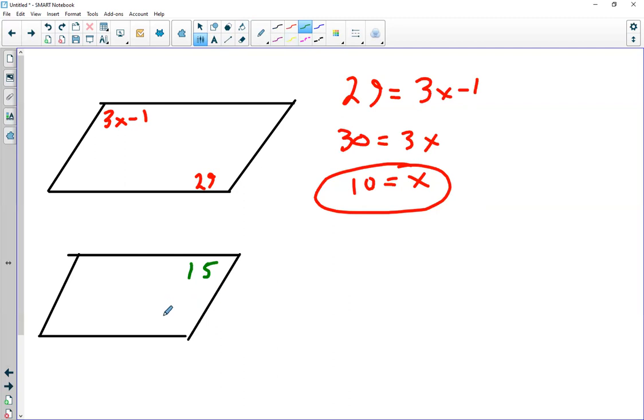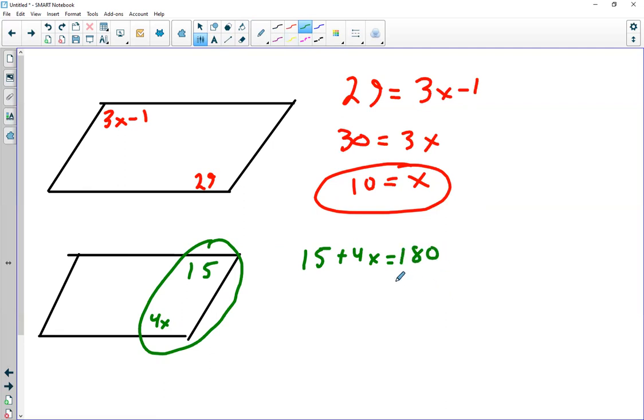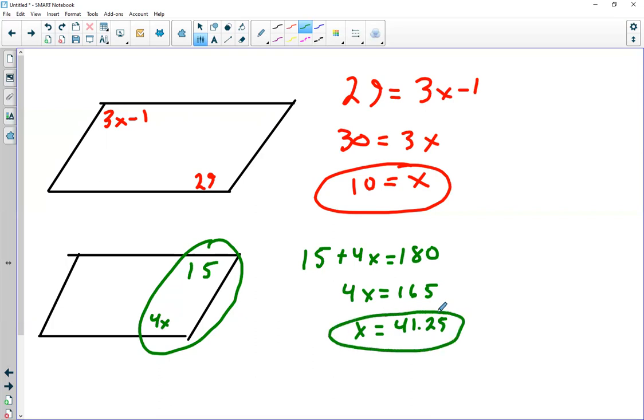Uh, 15 and 4x. Yeah, this is that. In this case, since they share the same side, these are supplementary, which means you would do 15 plus 4x equals supplementary angle 180. 4x equals 165, divided by 4 on both sides. X equals 41.25. So if they're on the same side, you should set them equal to 180. If they're on the opposite angles, they should be equal to each other.